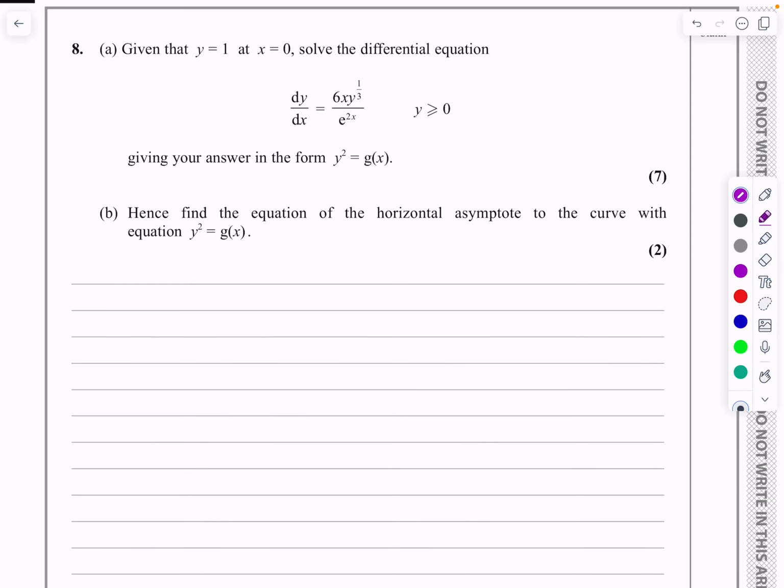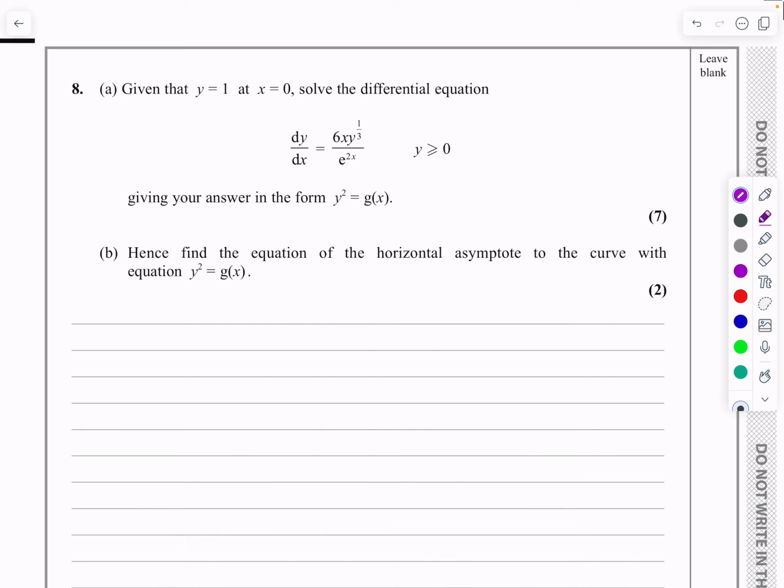Okay, this is the P4 paper from June 2021. It's question number 8, which is integration. It's a solving of a differential equation, but obviously we're going to do that by integration, and the method we'll actually use when we get right into it is integration by parts, but let's show where that comes from.